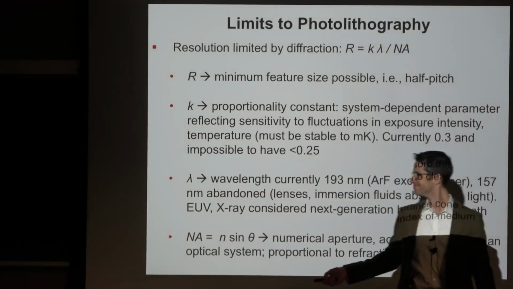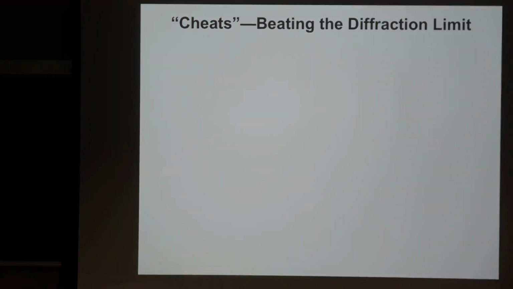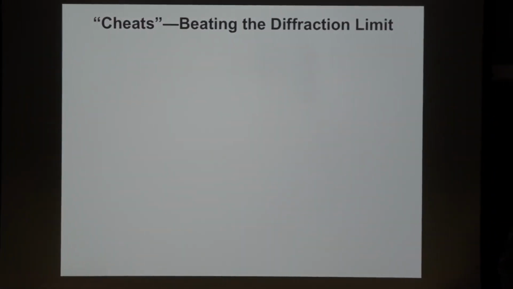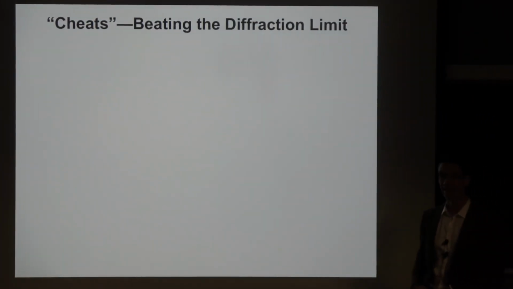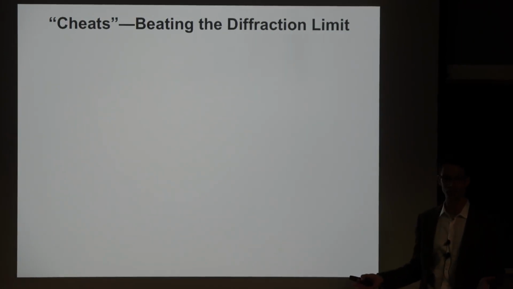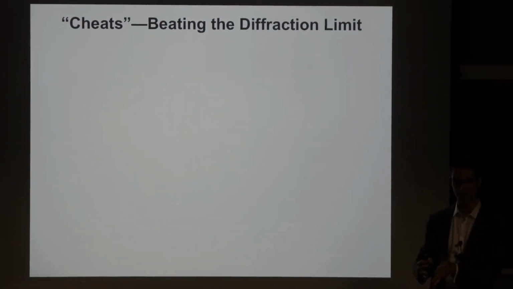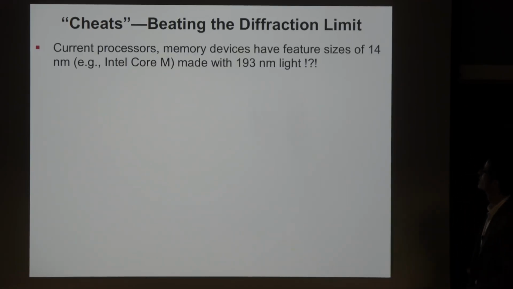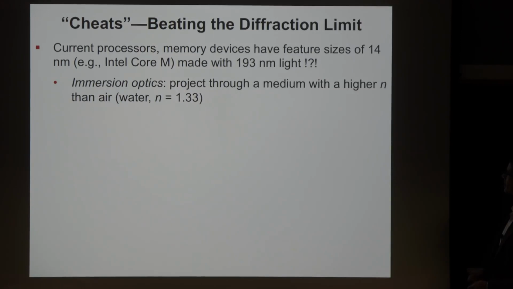Okay, how do we beat the diffraction limit? How do we take 193 nanometer light and get it down to producing features with line widths and spacings that are on the order of 10 nanometers? So current processors, like the Intel Core M, how do you make that with 193 nanometer light?